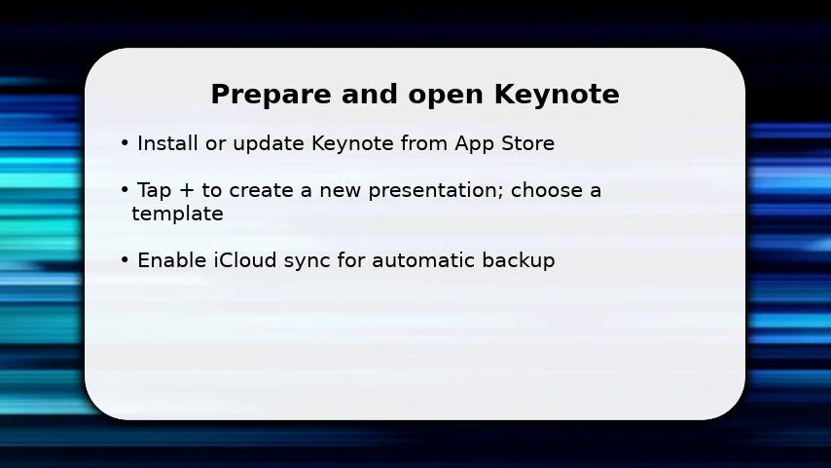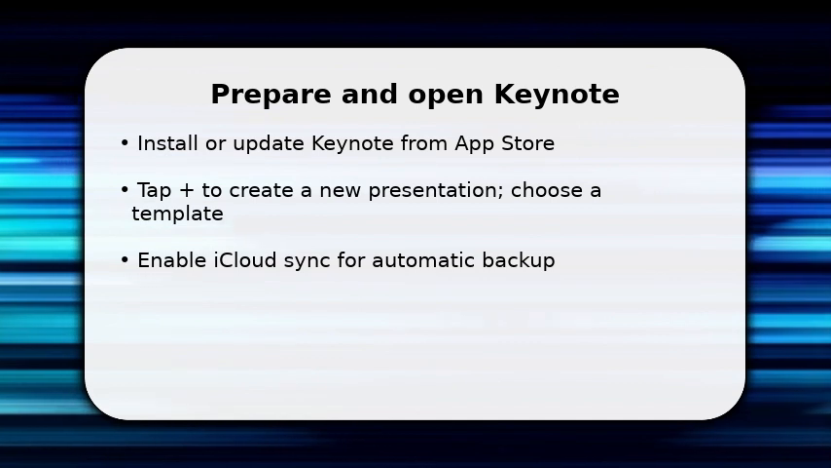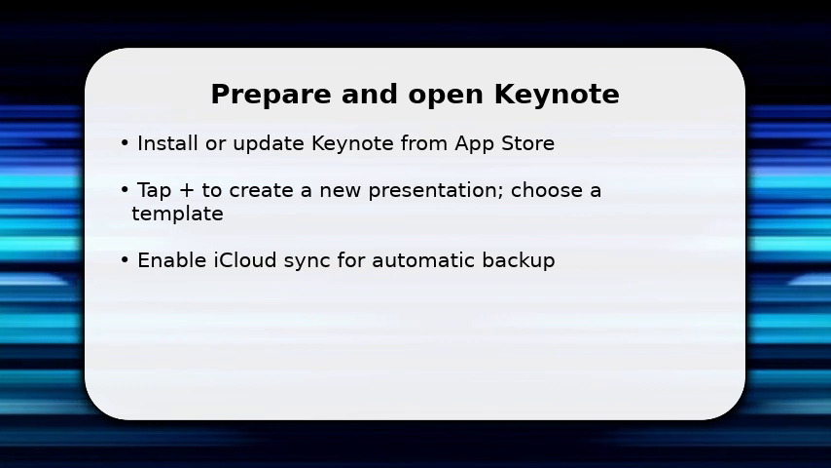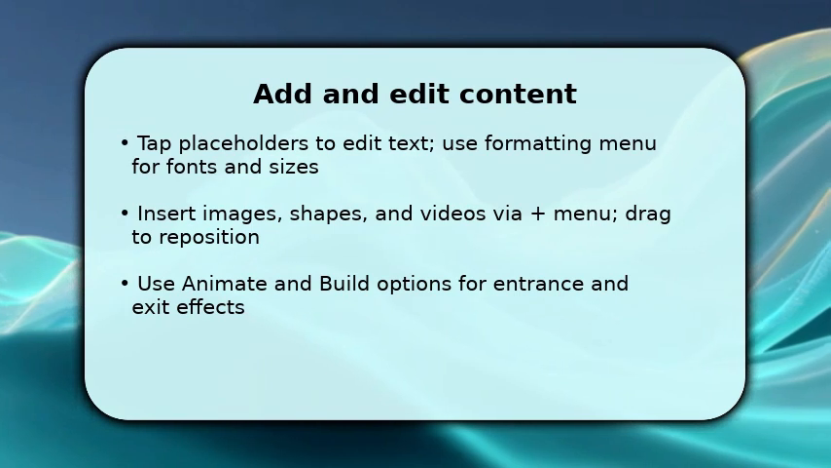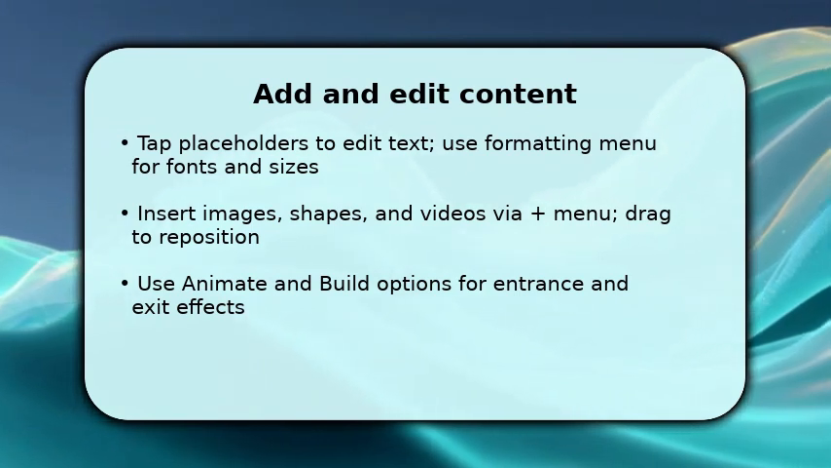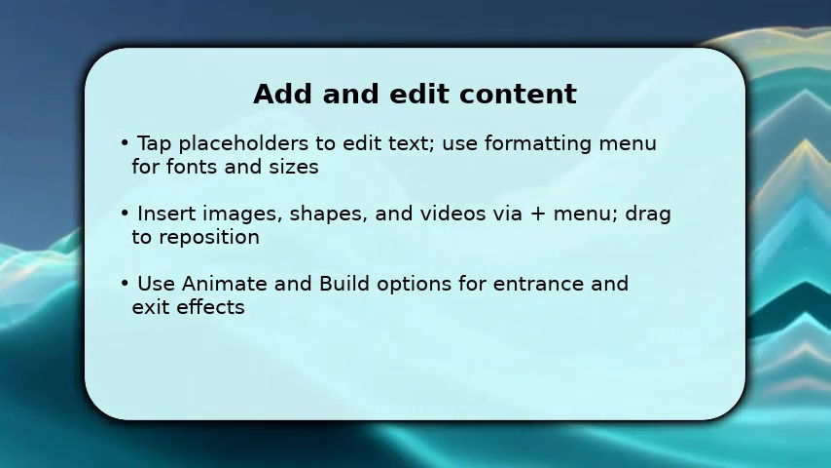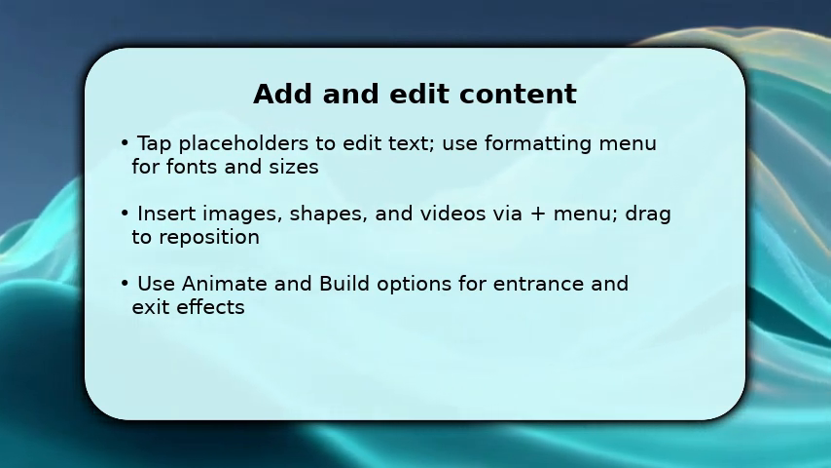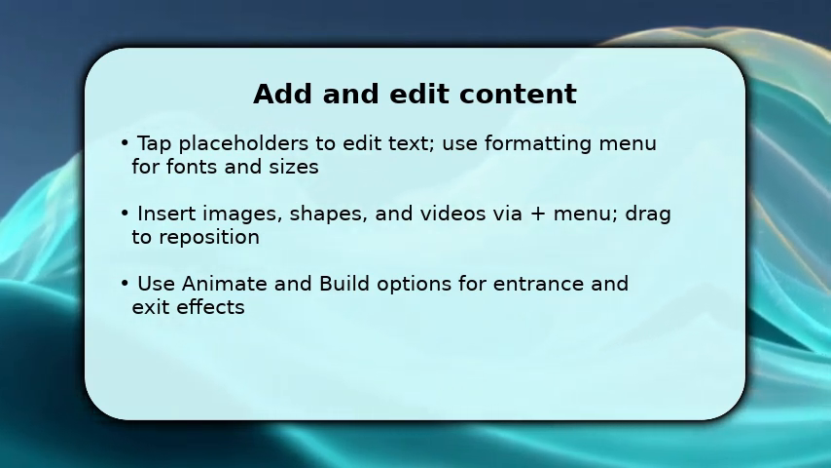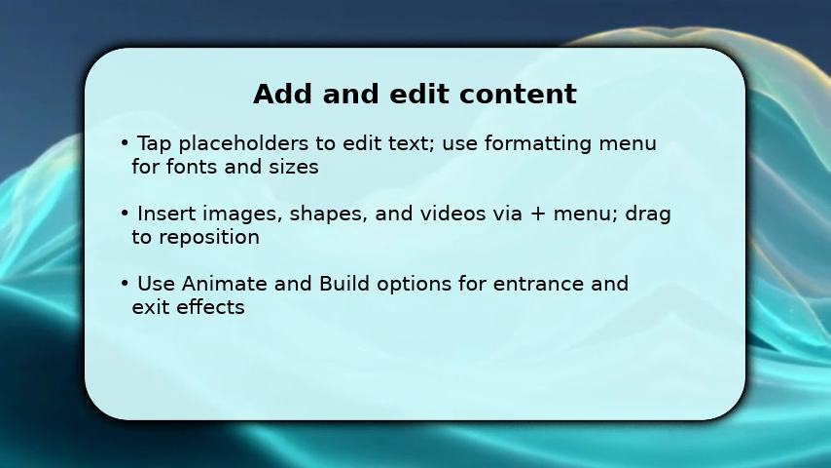You now have a blank slide deck ready and a clear template, so move to adding content and configuring slide size and theme. You add content by tapping text boxes and typing, then use the formatting brush to set fonts, sizes, and alignment. This keeps typography consistent. Next, insert images, shapes, or video from the plus menu and drag or pinch to resize and crop. Using layers helps you stack items precisely.